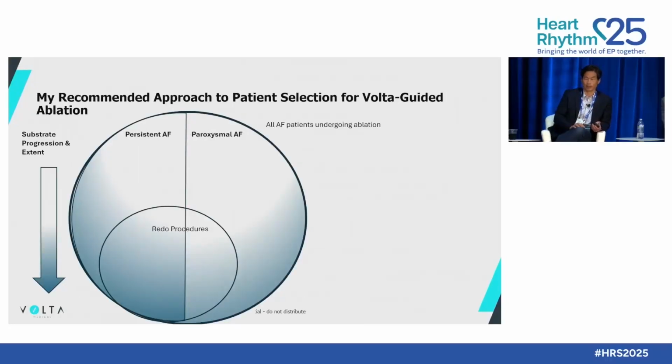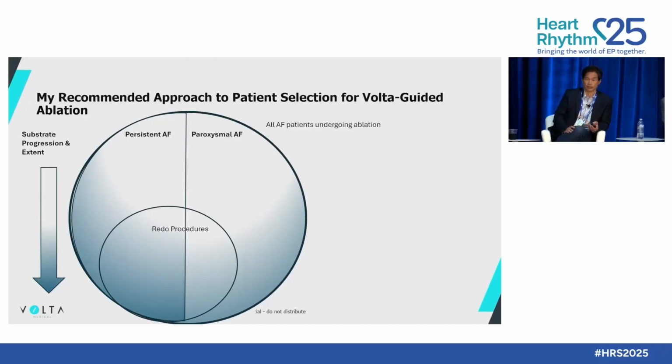And speaking of that Venn diagram, this is how I think about it. This is not perfect, but this is just sort of what I came up with. If you imagine this big circle being everyone that might be undergoing an ablation for AF, maybe you can roughly divide it among persistents and paroxysmals. And then among that, there's a subset of course, redo procedures. So among this big population, who would you think about ablating with additional strategies?